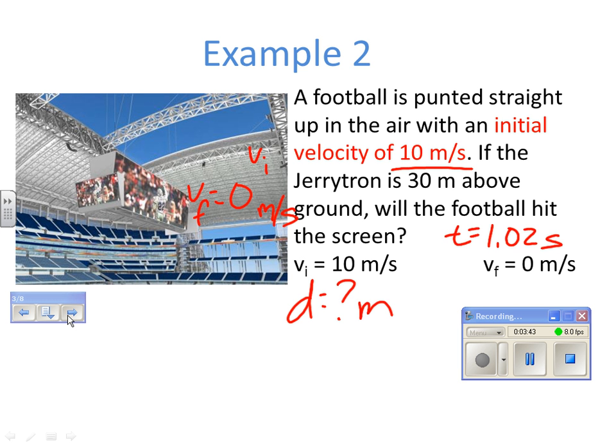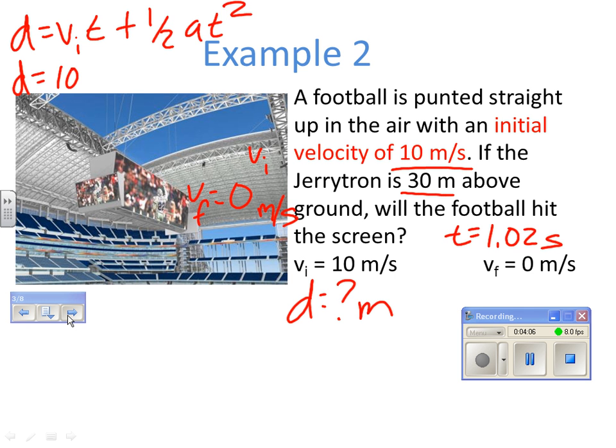All right, so if it goes under 30, then it would not hit the Jerrytron. And if it goes 30 or above, then it would hit the Jerrytron. All right? So we end up with the equation d equals v sub i t plus 1/2 a t squared. All right? So we're going to plug in our time that we found a while ago.